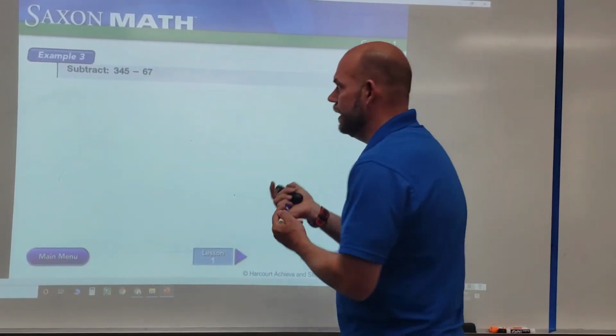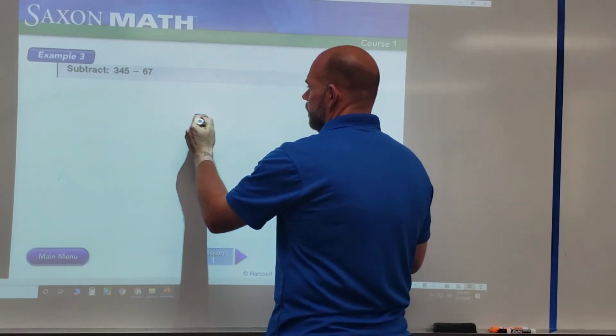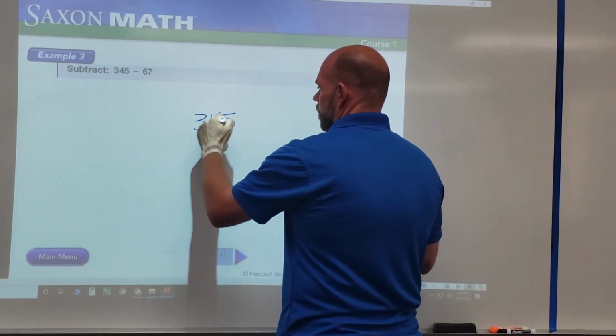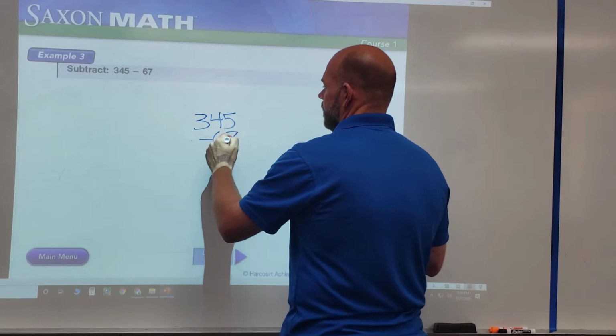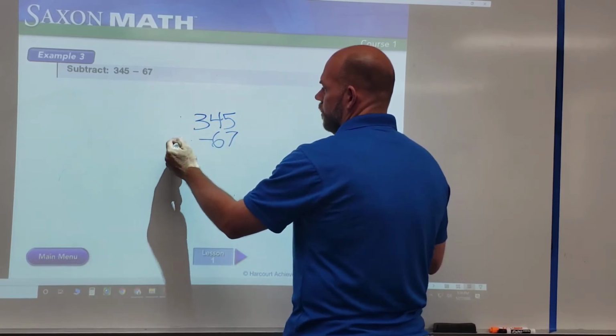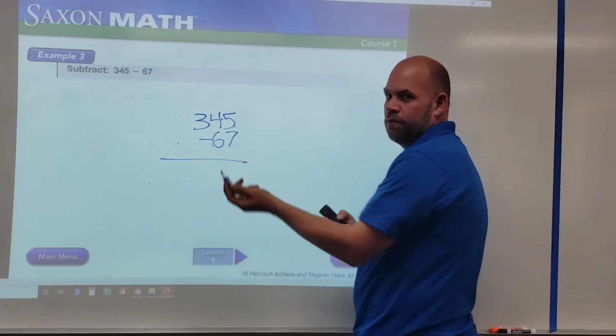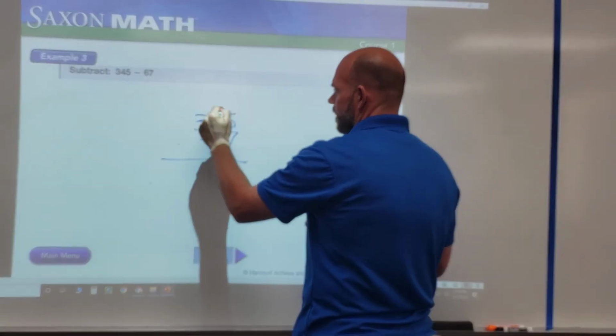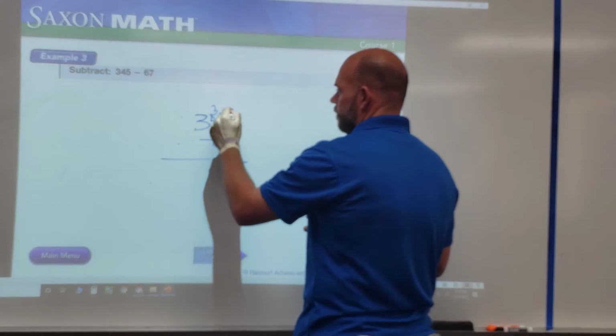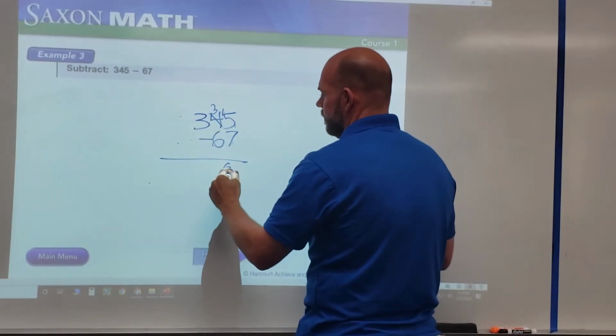Again, we want to line it up. 345 minus 67, minuend, subtrahend, difference. So 7 can't come from 5, so we're going to add 10 and cross that out and make it a 3. So 15 minus 7 is 8.